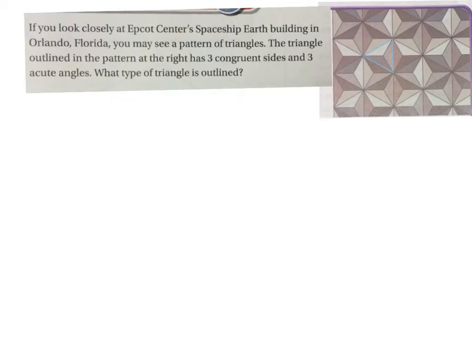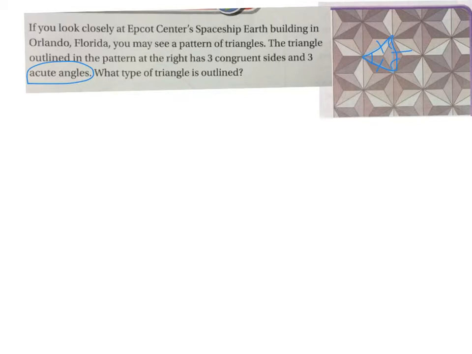It says, if you look closely at Epcot Center's Spaceship Earth, how many of you guys have been to Epcot Center or have seen that big white circle at Disney World? Okay, so some of us have been. Epcot Center is part of Disney World, and it's famous because it has this big circular, it just looks like a huge white ball that you can go into, okay? And on the edge of it, actually, it's not smooth, okay? On the edge, there are lots of triangles like this, and you can see patterns of triangles. Okay, now the book has outlined a triangle in blue right here that has 3 congruent sides and 3 congruent acute angles. Okay, and it's asking you what type of triangle is outlined.